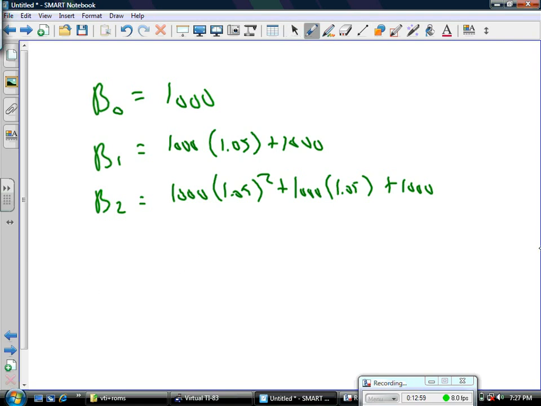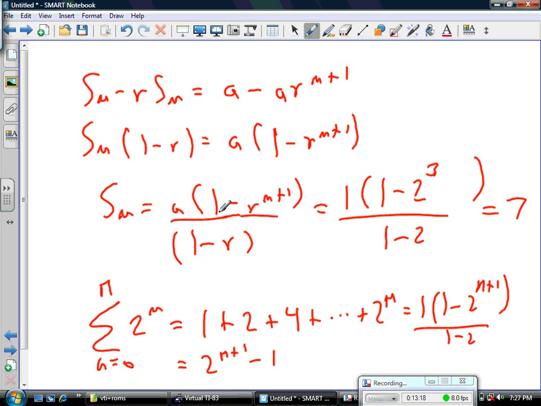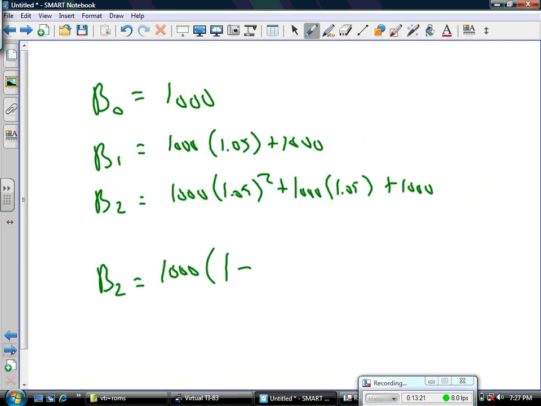Remember the rule. It's going to be A times 1 minus the common ratio. A is 1,000, right, the first term? Who's the common ratio? Who's R? I'm doing this. A times 1 minus R to the n plus 1, right? So A was 1,000, is that okay? The first term. Who's R? 1.05. To the how many? How many terms are there? I started at 0, 1, 2. It's really not 2, it's n plus 1 is 3, right? Over 1 minus R.